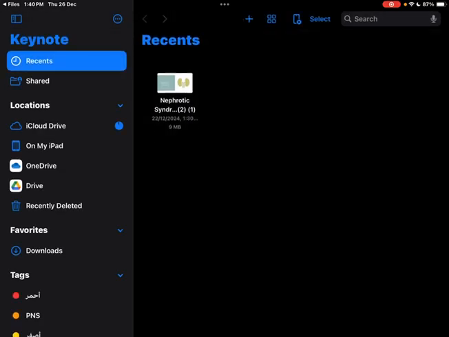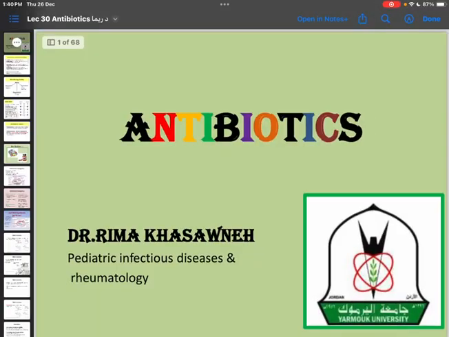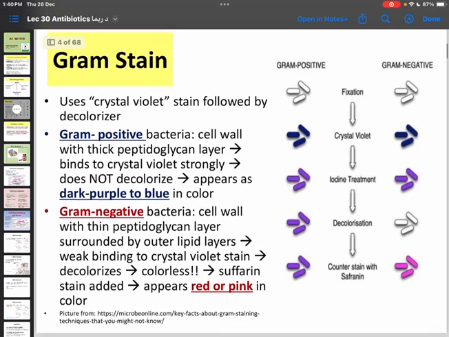So if you see dark blue or purple, this is gram-positive. In contrast, gram-negatives have a thin wall, so they don't heavily take up the crystal violet stain. When you decolorize, they become colorless, and then when you add the safranin, they will turn red or pink.